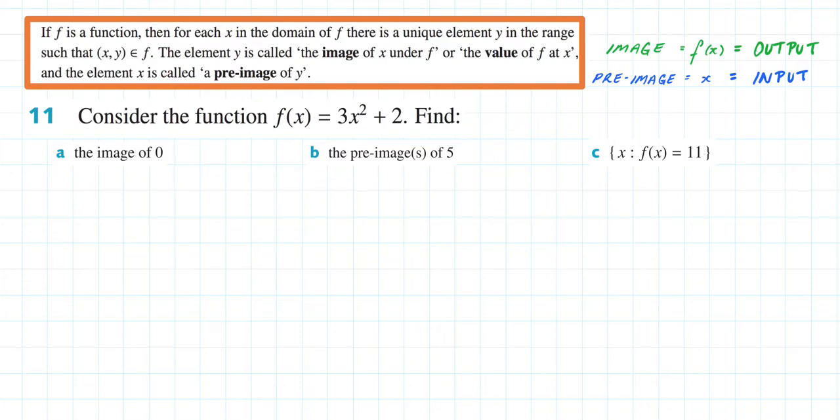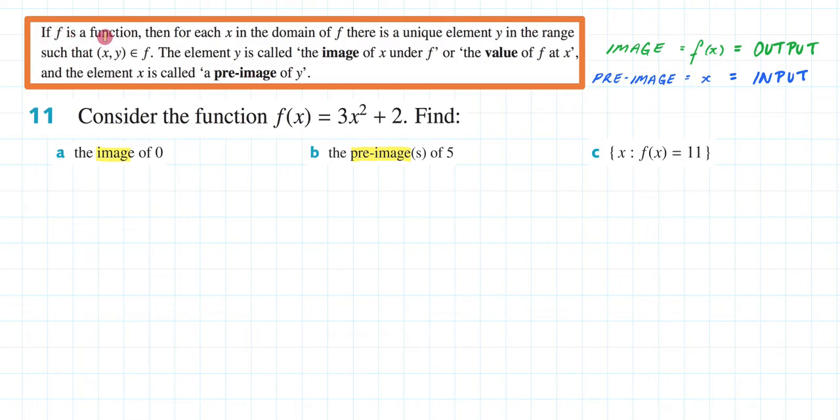So we're doing exercise 5C, and in this video I'll be answering question 11a, b, and c. Question 11 reads, consider the function f of x equals 3x squared plus 2. We're then asked to find things like the image and the pre-image. What on earth are these things? Well, let's read a bit from the textbook.